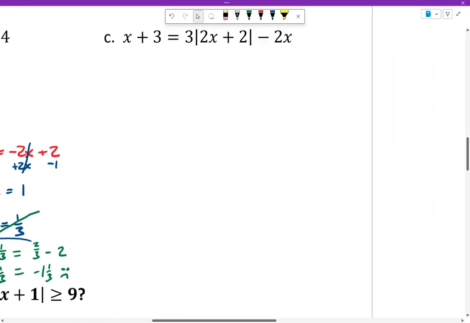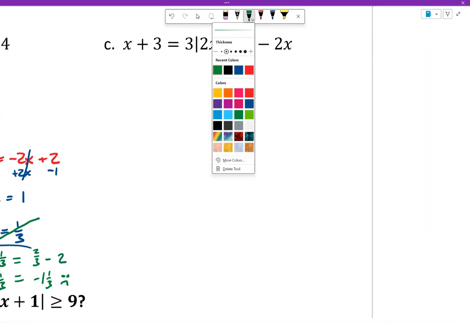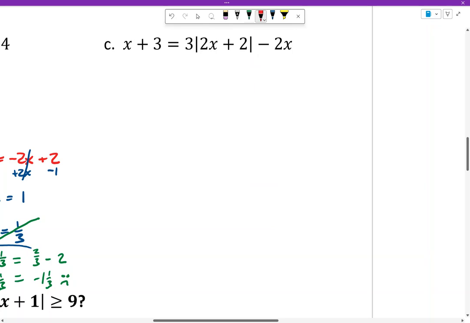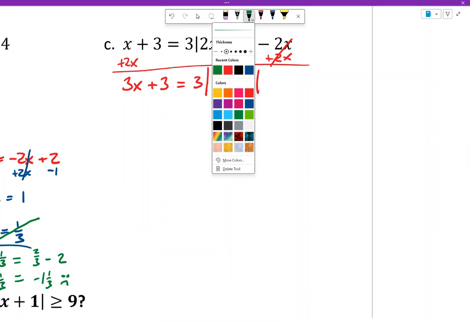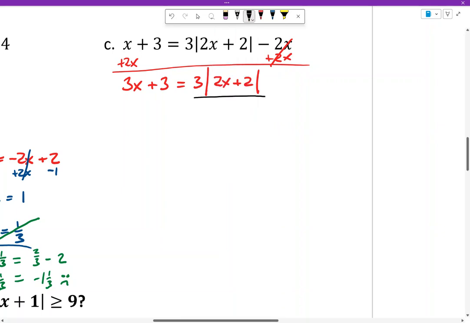Let's try example C. Once again, we have to get our absolute value isolated. So first we'll add 2x. So 3x plus 3 equals 3 times the absolute value of 2x plus 2. Now you'll be tempted to distribute that 3 into that absolute value. You cannot do that. We must get the absolute value by itself. You can't distribute into it. We must isolate it. So we'll divide by 3. So x plus 1 equals the absolute value of 2x plus 2.